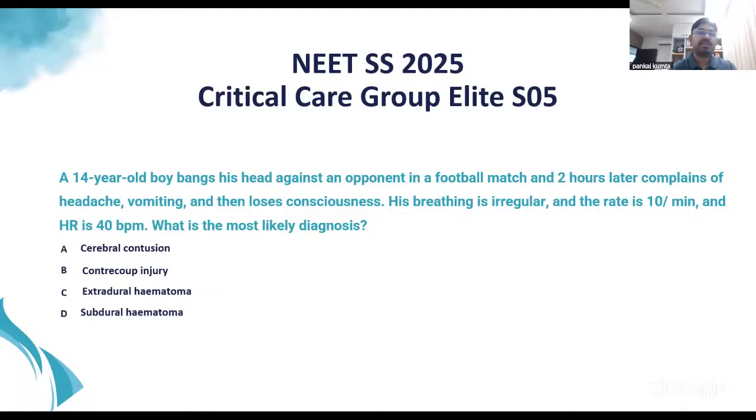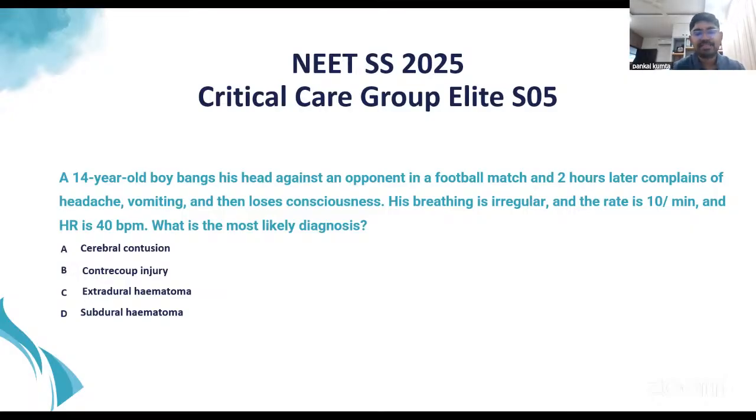Next question, a 14-year-old bangs his head against an opponent in a football match, and 2 hours later complains of headache, vomiting, and then loses consciousness. His breathing is irregular, the respiratory rate is 10, and the heart rate is 40. What is the most likely diagnosis?